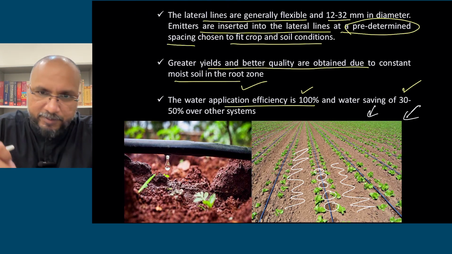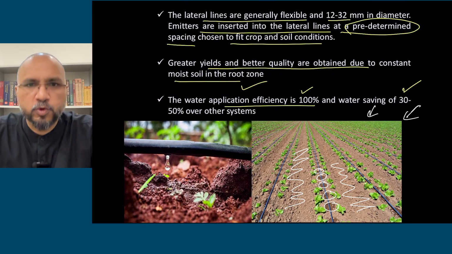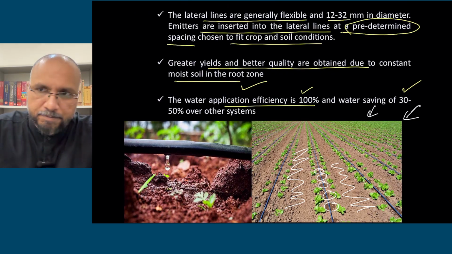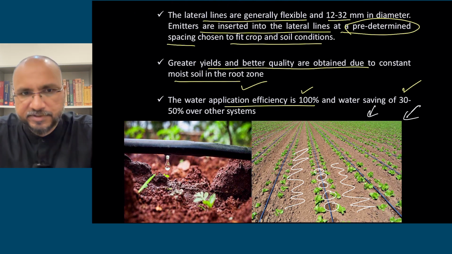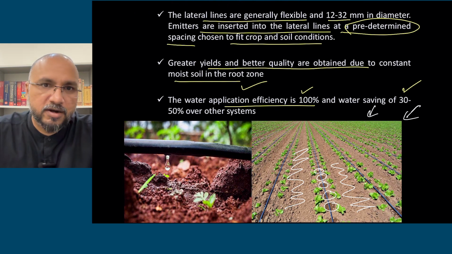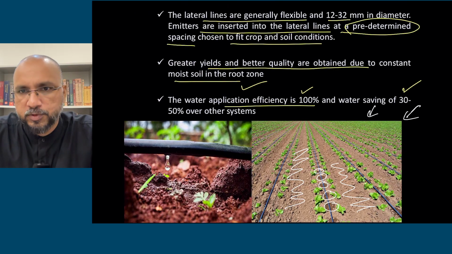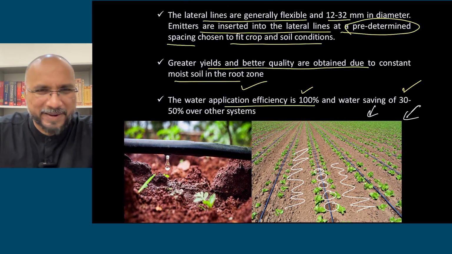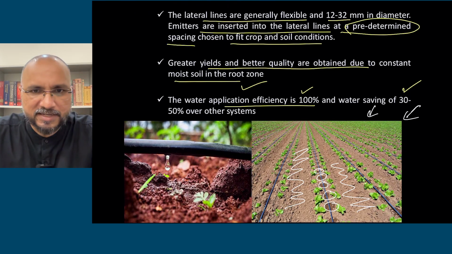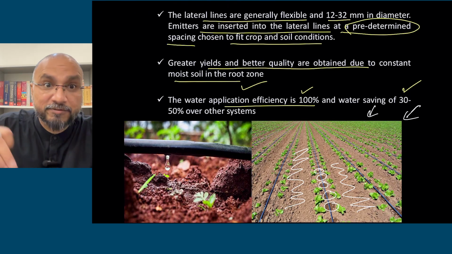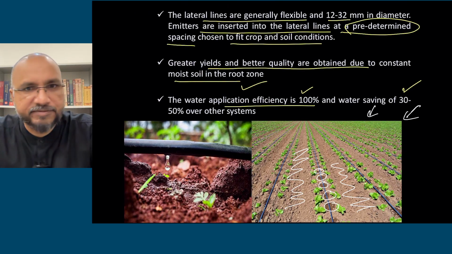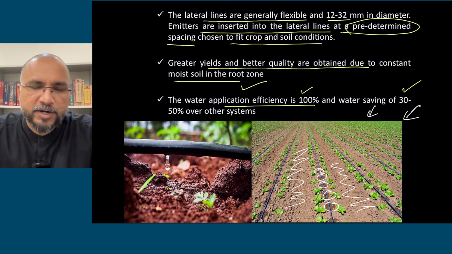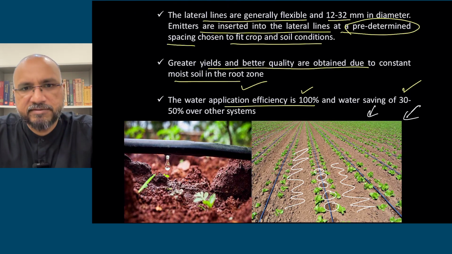So obviously फील्ड में तुम अप्लाई कर रहे हो तो थोड़ा बहुत evaporation loss तो होगा ही, right, but compared to other methods efficiency is higher, application efficiency is 100%, और जो तुम्हारा water savings है it is up to 30 to 50%. Once you apply, यहाँ पर भी थोड़ा बहुत loss होता है फील्ड से, but from the source to the field everything is through pipe, so there is no conveyance loss. Application efficiency is 100% compared to other systems. जो तुम्हारा water saving है it is almost 50% तक तुम पानी बचा सकते हो.